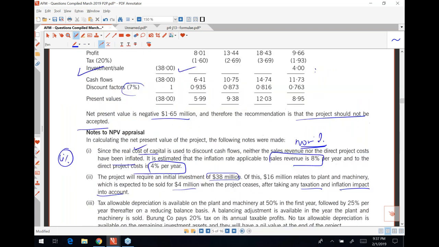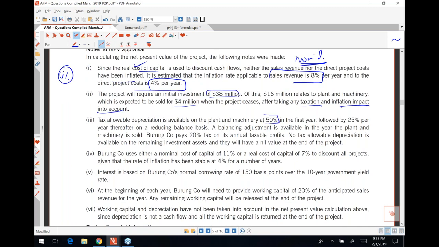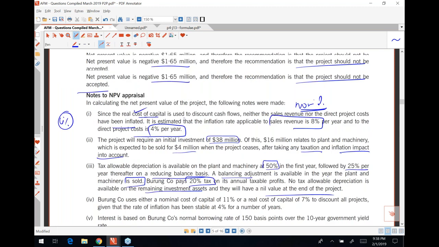Now it says tax allowable depreciation is available on the plant and machinery at 50% in the first year, followed by 25% per year thereafter on a reducing balance basis. A balancing adjustment is available in the year the plant and machinery is sold. Bureau pays 20% tax on its annual taxable profit. No tax allowable depreciation is available on the remaining investment assets, and they have nil value at the end of the project. So the depreciation hasn't been accounted for, and it also needs to be accounted for in this specific scenario.